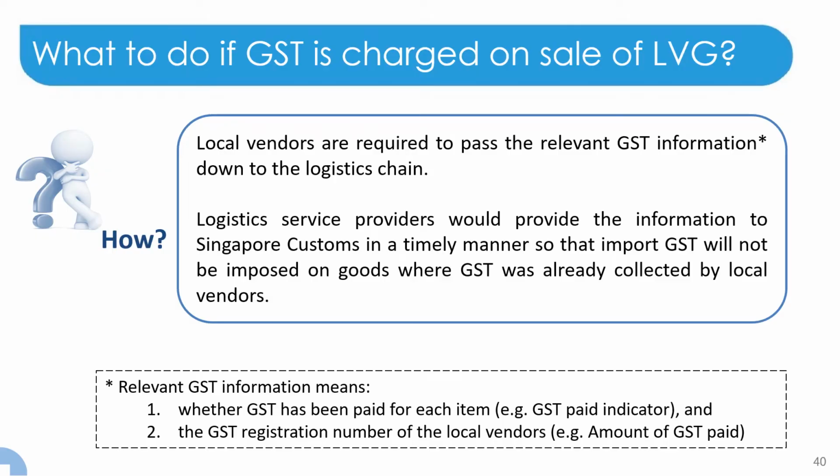From 1st Jan 2023, local vendors are required to include the relevant GST information in the commercial documents which are passed through the logistics chain if GST has been charged at the point of sale. The relevant GST information refers to the GST registration number of the local vendor and an indicator showing GST has been charged for each item.